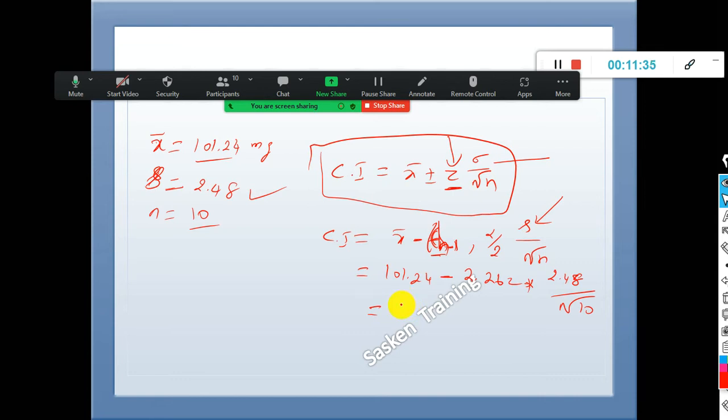ideally, x bar minus t with n minus 1 comma alpha divided by 2, into s divided by square root of n, is less than or equal to mu, and is less than or equal to x bar plus t with n minus 1, alpha divided by 2, into s divided by square root of n. So what it says here is, this is the one.